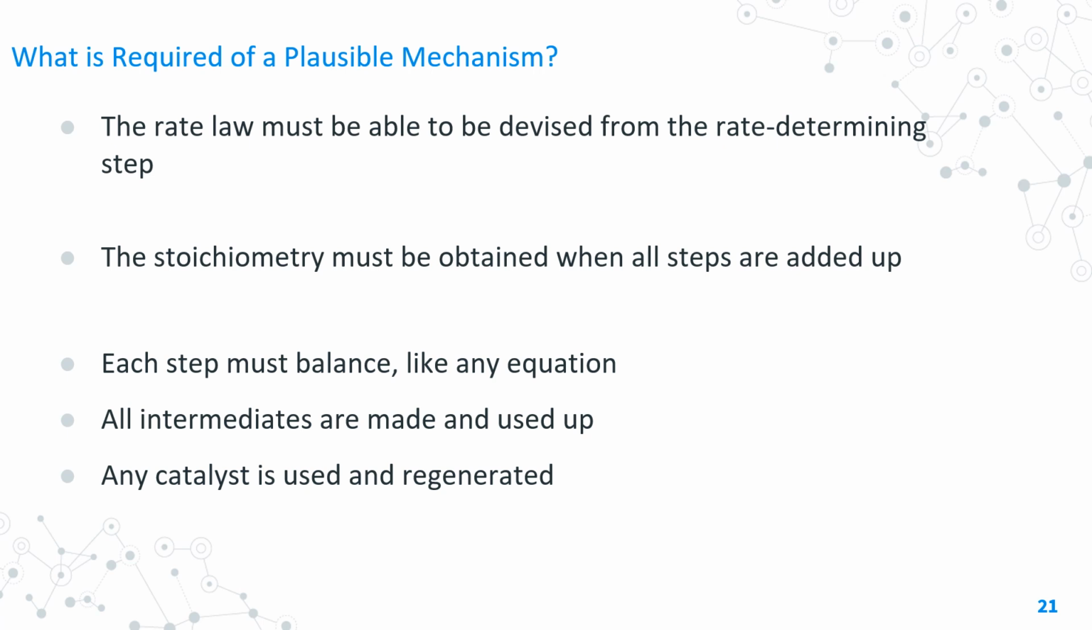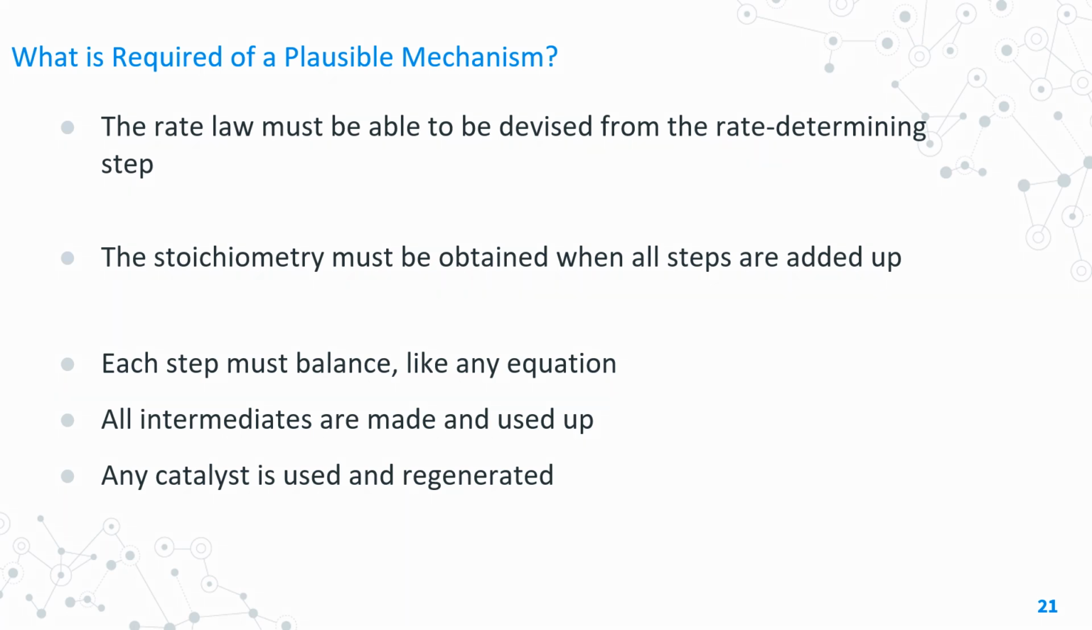So how do we know if a reaction mechanism is plausible? The rate law must be able to be derived from the rate determining step. So your rate law has to match what's happening in your rate determining step. The stoichiometry must be obtained when all steps are added up. Each step must balance like any equation. All intermediates must be consumed and made. All catalysts must be used and regenerated.